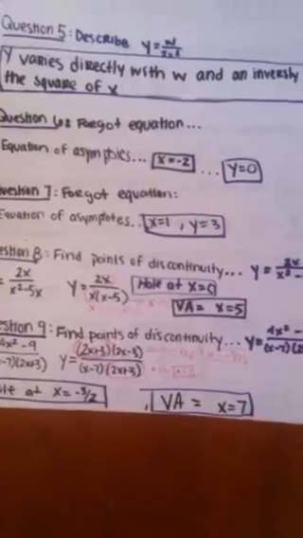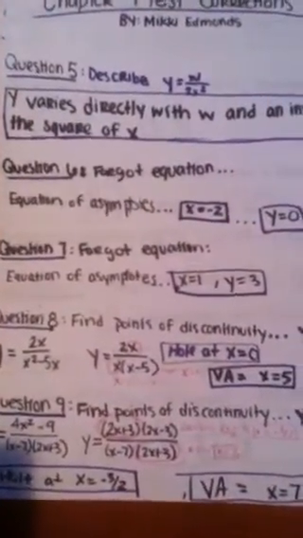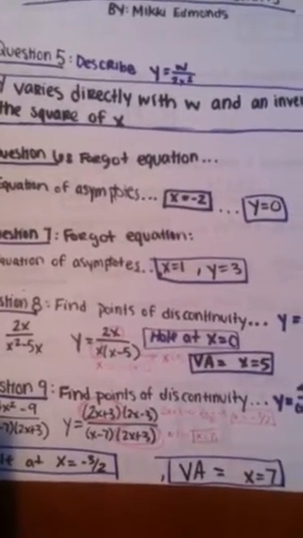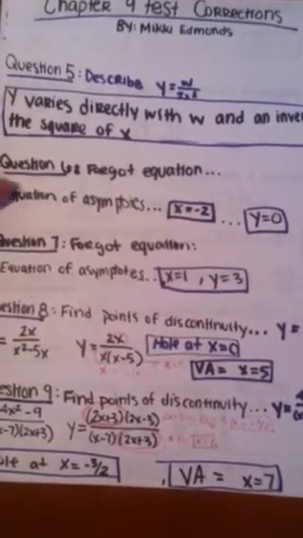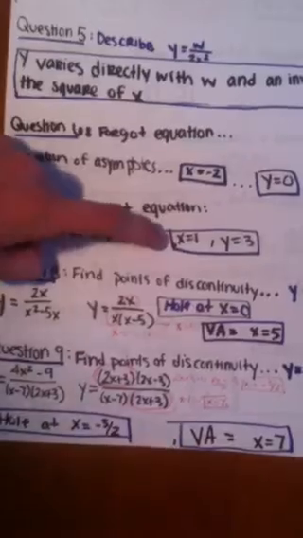The next question is number 6, and well, 6 and 7 both are the graphs on the test. I didn't know that we had to write the equations, and so the equations would be of the asymptotes. For number 6, the asymptotes were x is equal to -2 and y is equal to 0. And for number 7, they were x is equal to 1 and y is equal to 3.